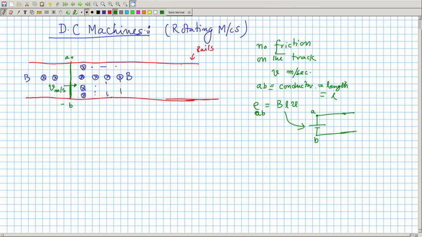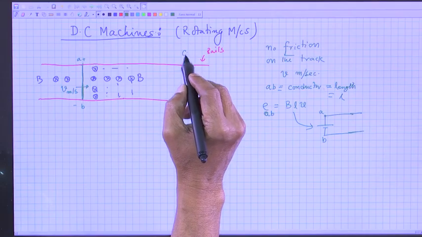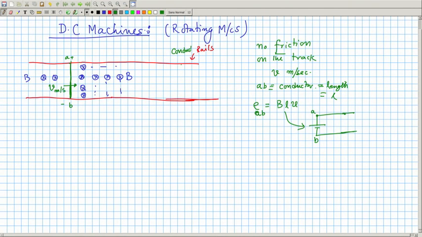Although across the rail, if you connect a voltmeter, it will read BLV, because it makes contact with these rails, which are also conducting material, although no current can flow.